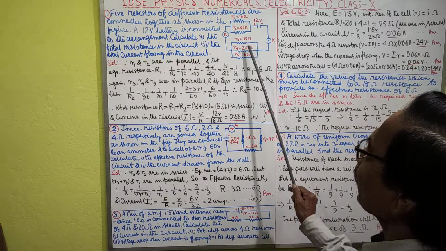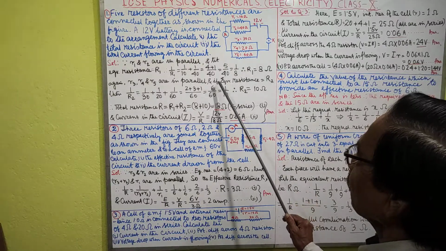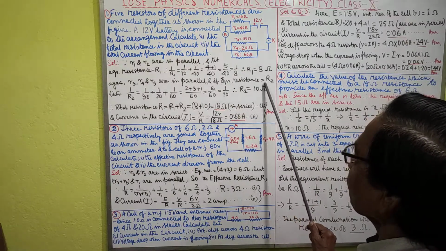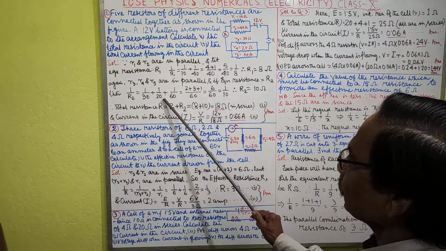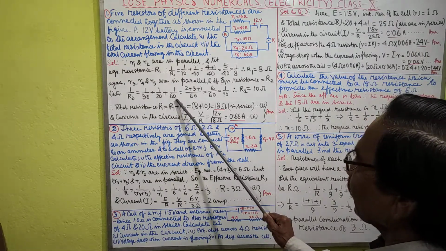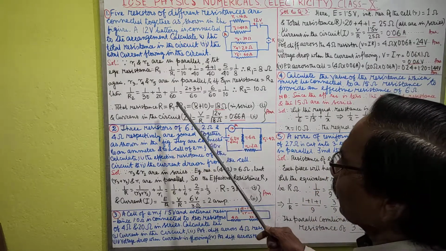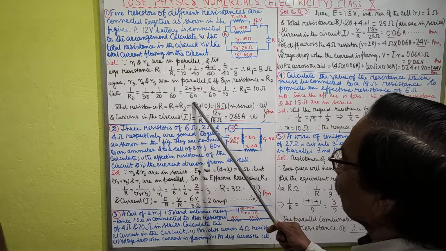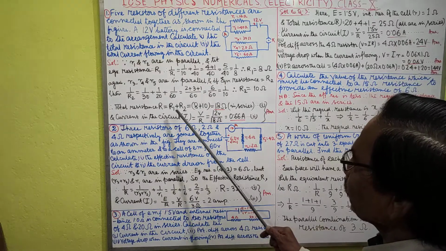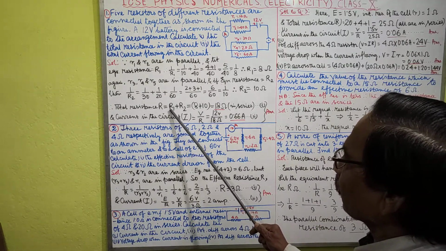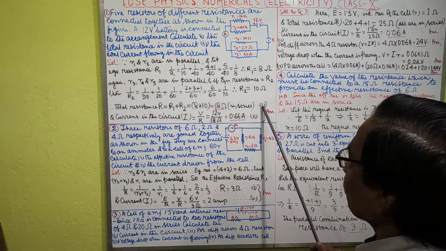Again R3, R4 and R5 are in parallel. Now let the equivalent resistance be R2, then 1 by capital R2 equals 1 by 30 plus 1 by 20 plus 1 by 60, because they are in parallel. When parallel, their effective resistance will be the sum of the reciprocals. After calculating this, we get R2 equal to 10 ohms. So the total resistance R will be R1 plus R2, that is 8 plus 10, that is 18 ohms. This is total resistance.